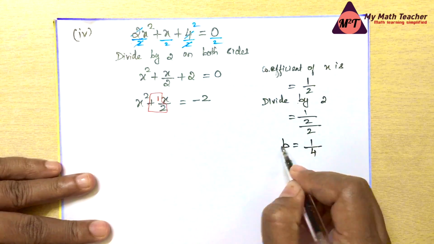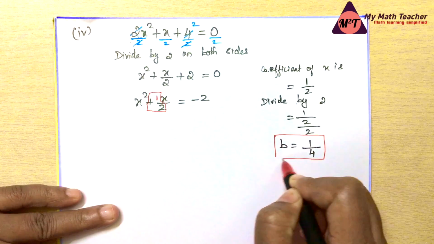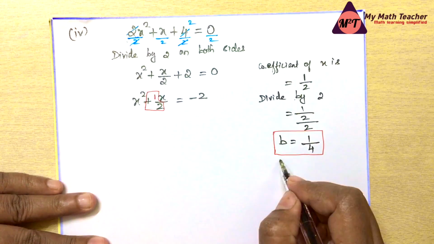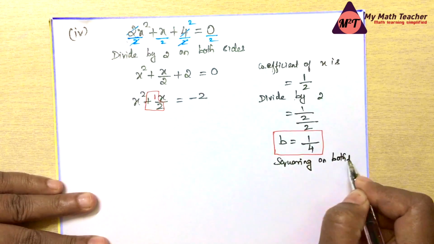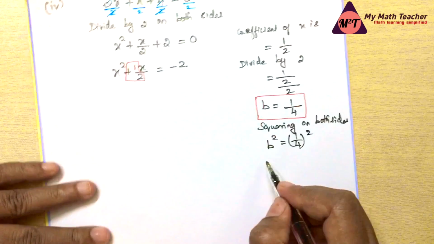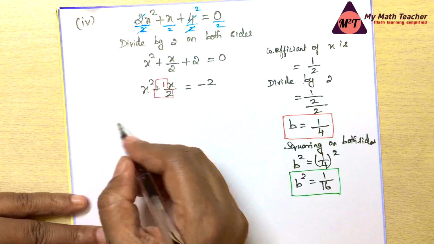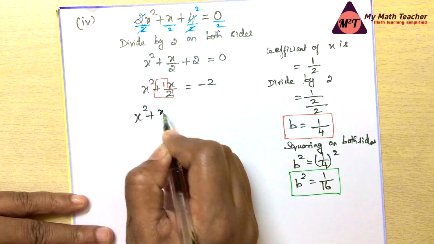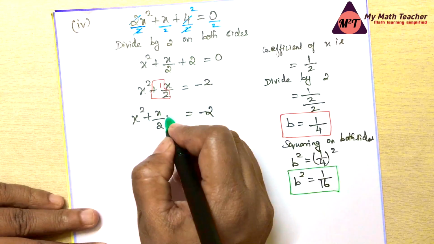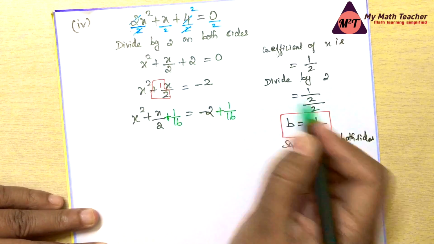This is our b value. So here I am highlighting this with the red. This is what our b value is going to be. Now the next step is we are going to square b. b square is equal to 1 by 4 square, which is 1 by 16. Coming back to our equation, x square plus x by 2 is equal to minus 2. We are adding our final answer, that is plus 1 by 16 on both sides.